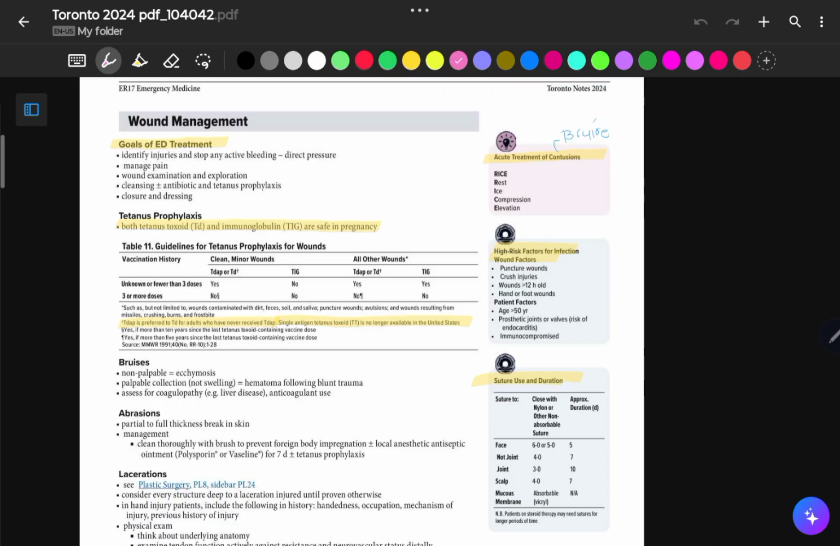If a patient presents with a contusion, which is like a bruise, how are you going to manage that? You're going to use the mnemonic RICE: rest. You give them rest, and apply ice, compression, and elevation of the limb. Remember that both toxoid and immunoglobulin are safe in pregnancy.